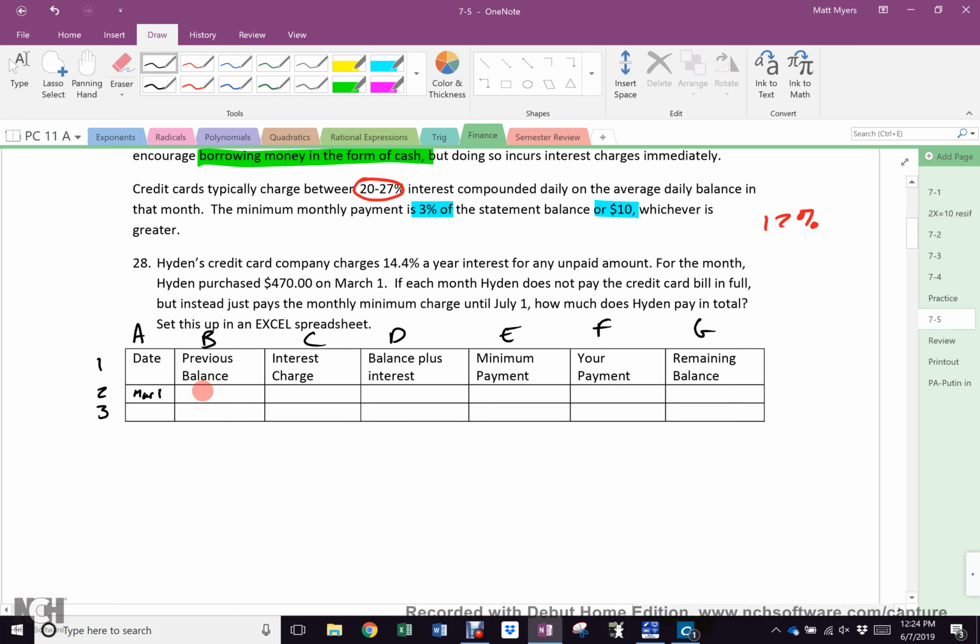So, did he have a previous balance? Did he owe them any money? No. So he had no interest, yes? So balance plus interest is 0, so minimum payment 0, right? We're all good. So the next one, that was March. It's going to be blank. On April 1st, how much money did he owe? Read the question. How much did he owe? $470, yes? Everyone agree? Okay. What would the interest have been?